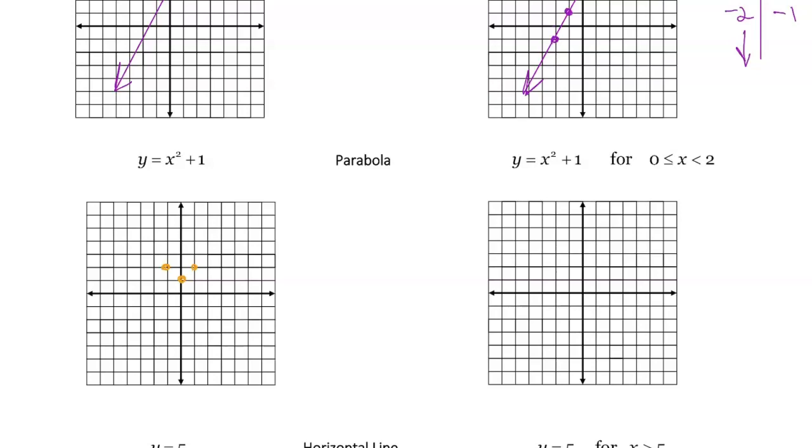1, 2, 3, 4, 5. Do the same thing over here. You get 5. And that's your unbounded parabola. It's going to go forever and ever up this way.